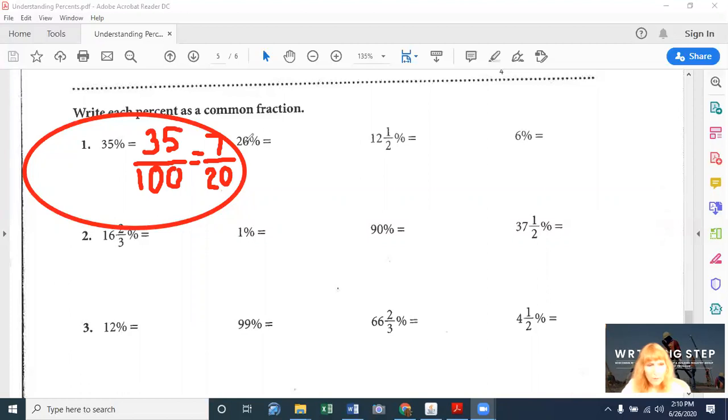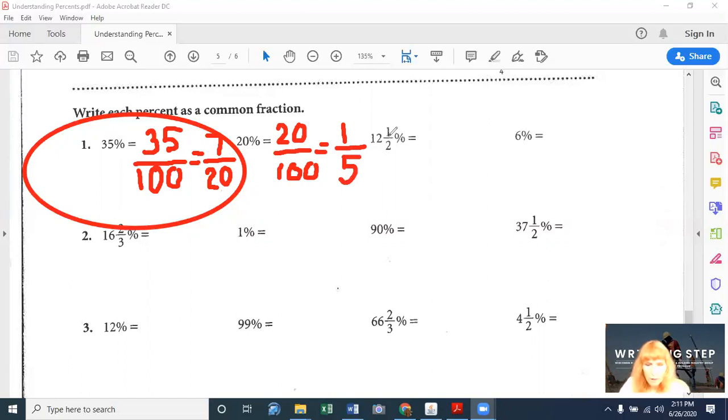Let's look at 20%. That's 20 over 100. 100 equal parts. And I know I can divide the top by 20 and get 1. And I can divide the bottom by 20 and get 5. So 20% is the same as 1/5.